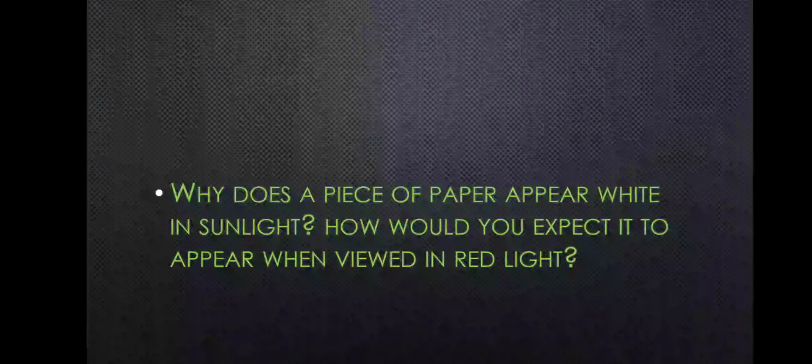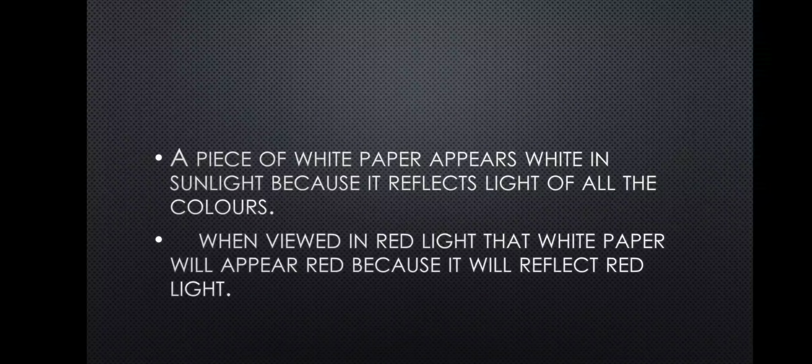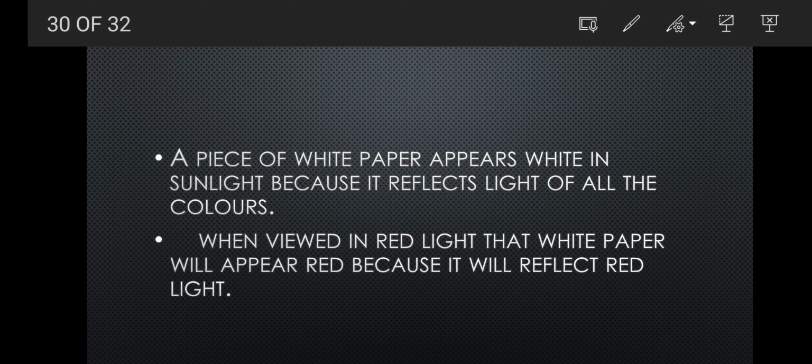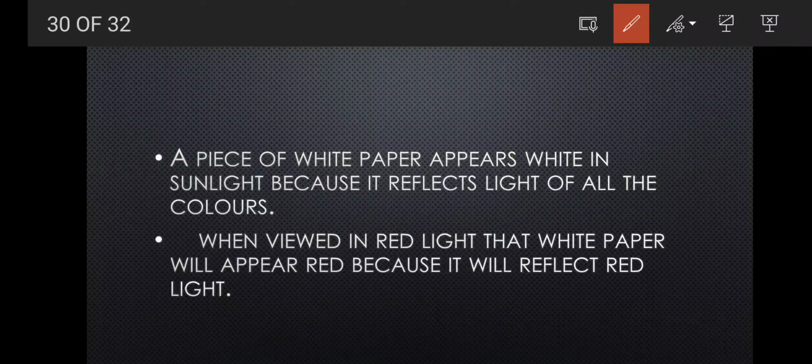Next question is, why does a piece of paper appear white in sunlight? How would you expect it to appear when viewed in red light? And the answer will be, a piece of white paper appears what? White in sunlight, because it reflects light of all the colors. So when anything reflects light of all the colors, then it appears white. And when any color or any substance absorbs all the light, basically related to color, then it appears what? Black.